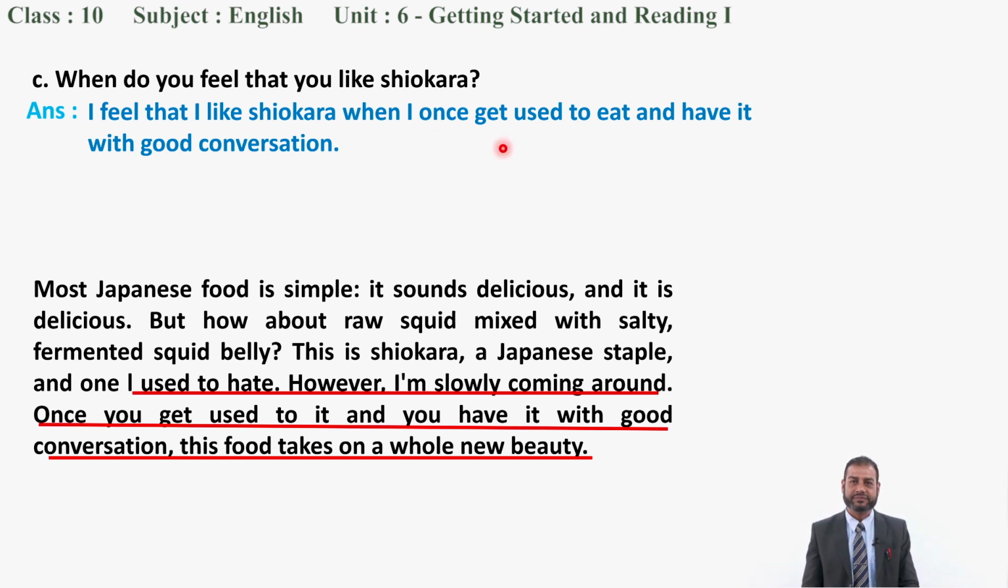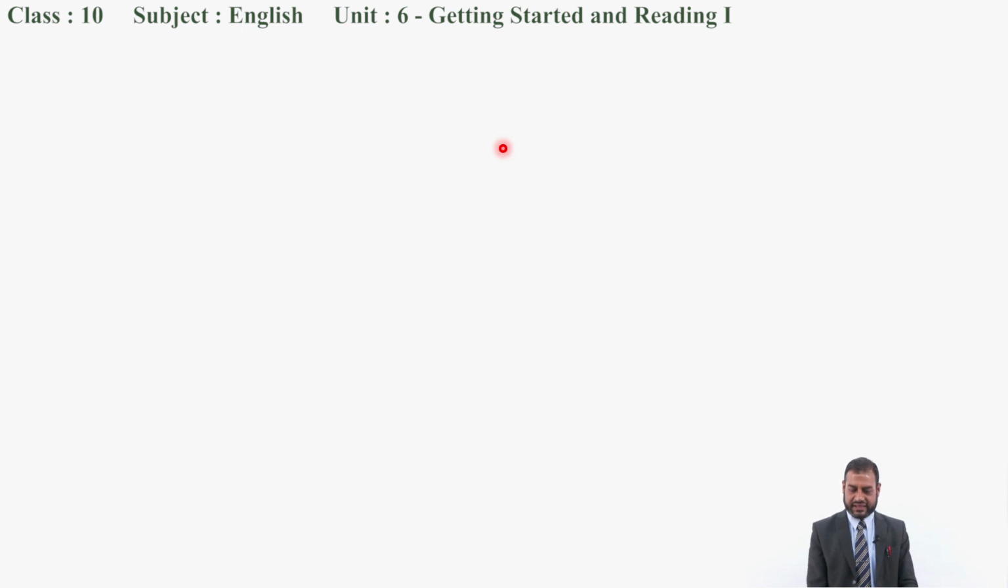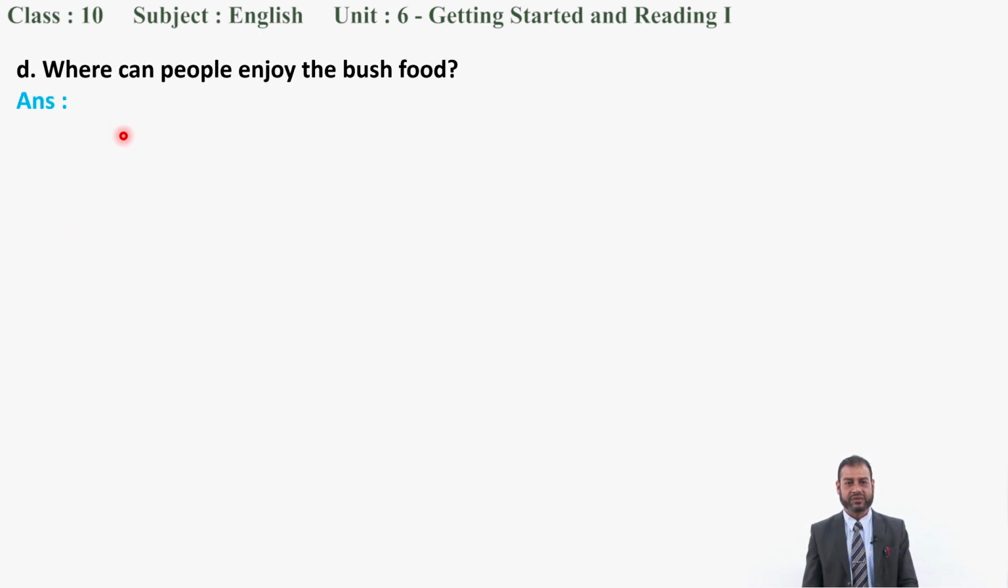Is it clear? All right. Next we have is D. Where can people enjoy the bush food?